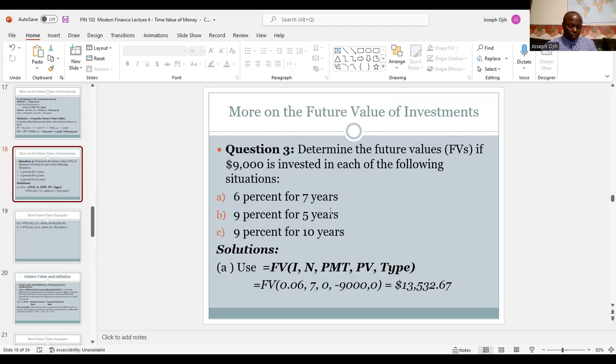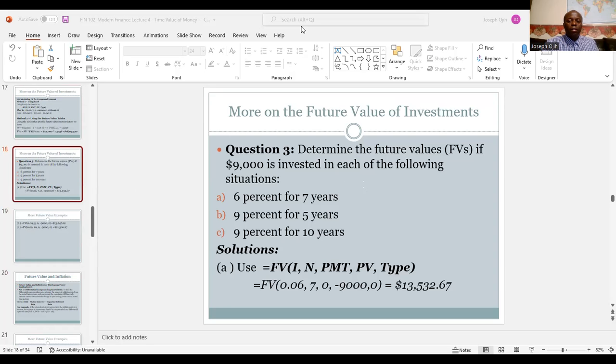Now, last but not the least is the type. You get the reward on the invested capital at the end of the period. So type is 0. So we can go to our spreadsheet and put this part A in it.